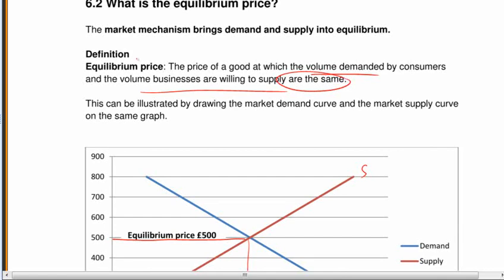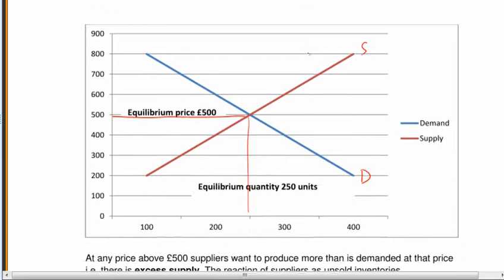Another way of thinking of equilibrium is that there is no tendency to change. We're in balance, there's no tendency to change. And we're not in equilibrium anywhere else. So for instance, if the market found itself for whatever reason up here at a price of 700, firms would be willing to supply this many, but consumers would only demand this many. So what we'd have in that case is excess supply.